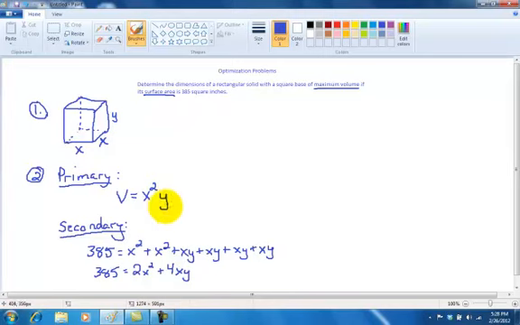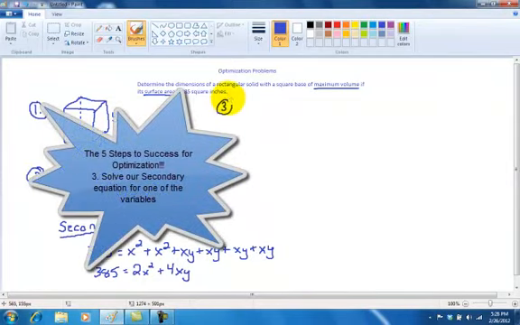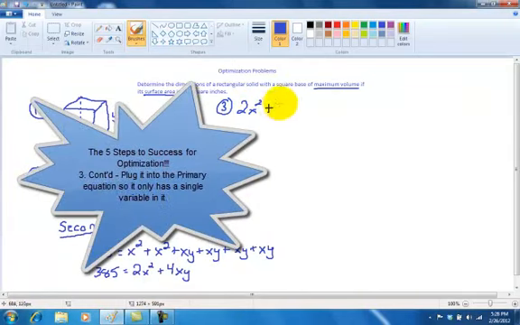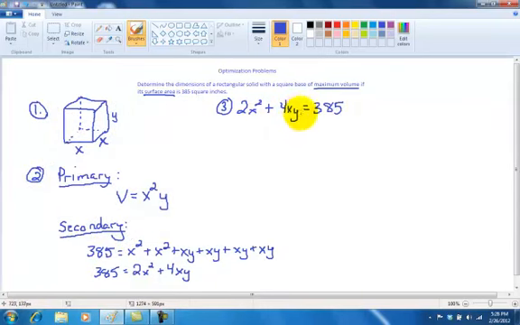Right? It gets sloppy. So what we do is, I'm going to come up here, this is step 3. Step 3 tells us to make our secondary equation in terms of one variable and plug it in to our primary. So I'm going to solve for y because it's a lot easier to solve for y in this case. You could solve for x, I'm going to choose to do y. So we subtract 2x squared to both sides. And divide by 4x.